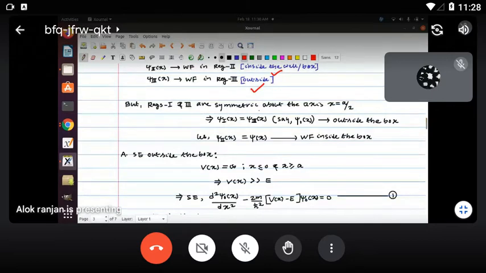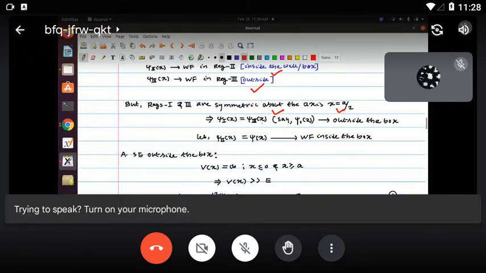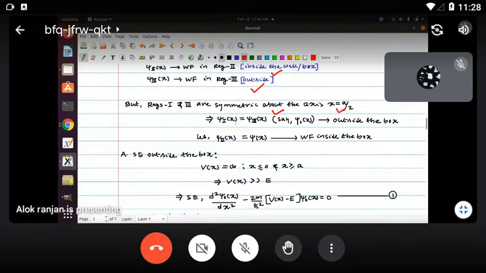And I said regions 1 and 3 are symmetric about the axis a over 2, and therefore instead of solving the Schrodinger equation in regions 1 and 3, it would be appropriate to solve any one of the regions. As we have already named, regions 1 and 3 are outside the box, so we need to solve the Schrodinger equation outside the box. Let psi 1(x) and psi 3(x) be represented by psi naught(x), and in the box, that means region 2, psi(x). Okay, we just redefined it.